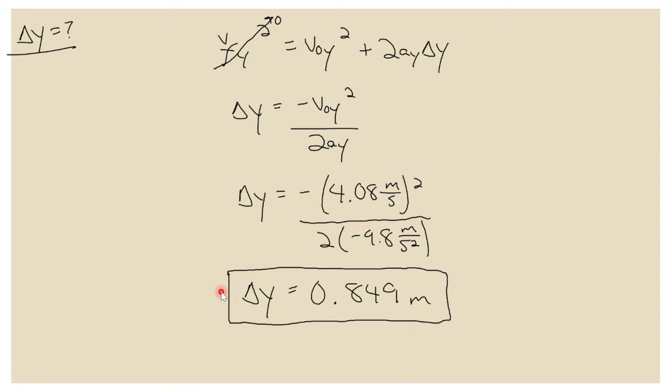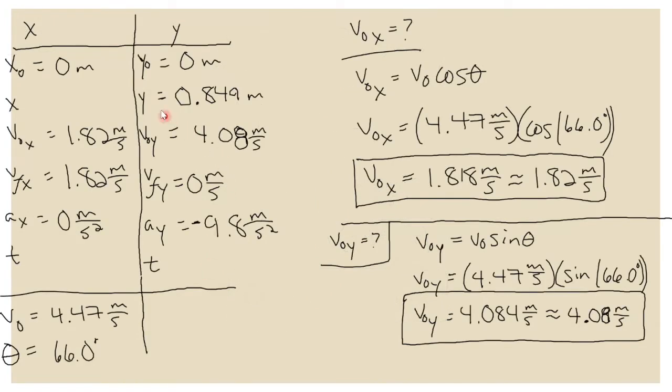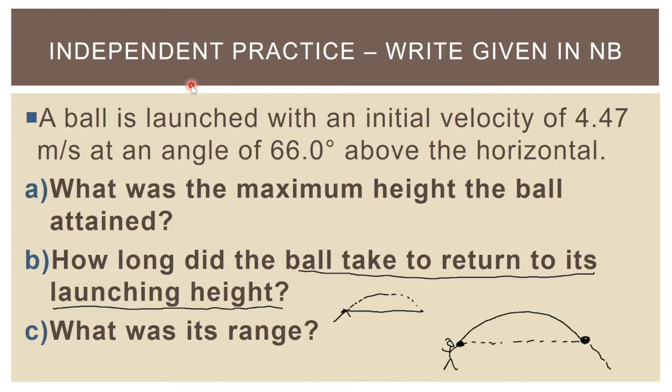And so now that we know that maximum height of 0.849 meters, we can go ahead and add that to our chart. And so now, notice, we've almost got every single thing filled in on the right-hand side of the chart, on the y side of the chart. Part B asked us, now let's just go back to the question here very quickly. Part B asked us, how long did the ball take to return to its launching height?